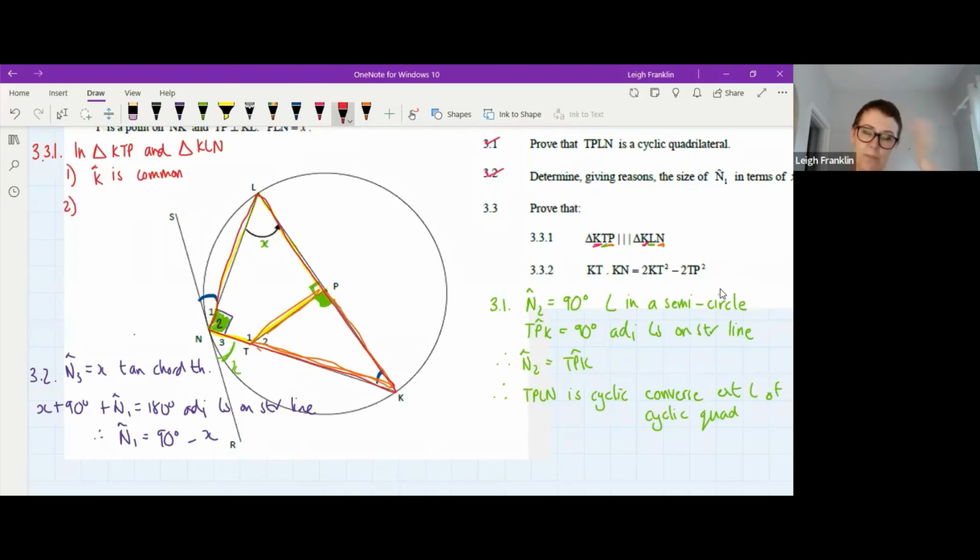Second angle. N2 is equal to TPK. Good, Jamie. N2 is equal to TPK, and that's because they both equal 90. Remember over here, we said that TPK was equal to 90, and we also said that N2 was equal to 90. So here we could say proved in 3.1, or I suppose we could say both equal 90.